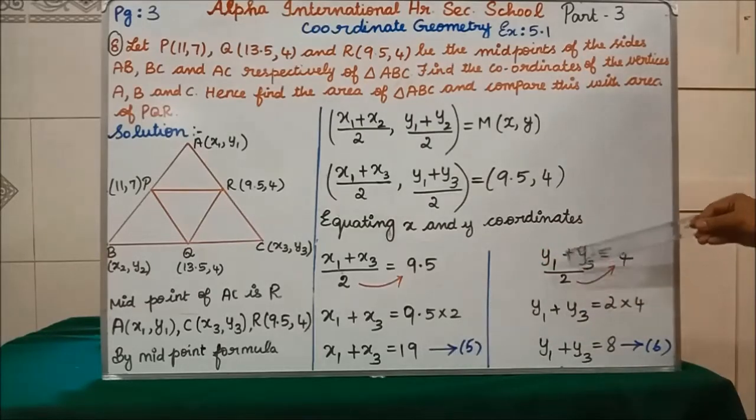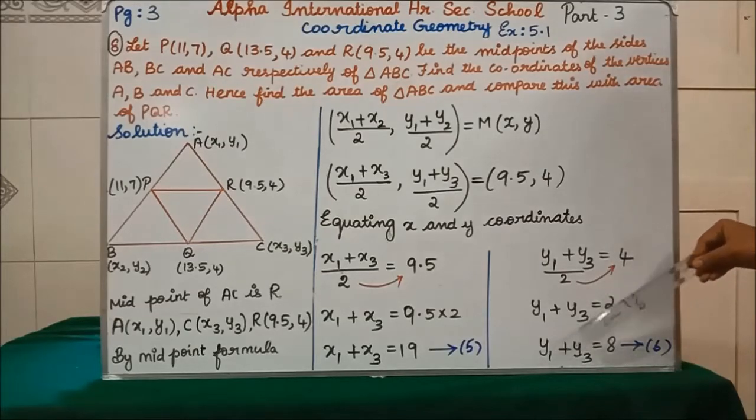Similarly, on this side, y1 plus y3 divided by 2 equal to 4. Cross multiply, 2 into 4 is what? 8. So y1 plus y3 equal to 8. Mark this as equation 6 and this as equation 5. So, students, we have found the sides AB, BC and AC. So, in total how many equations do we have? We have 6 equations. Now we are going to add these equations, which you will see now.